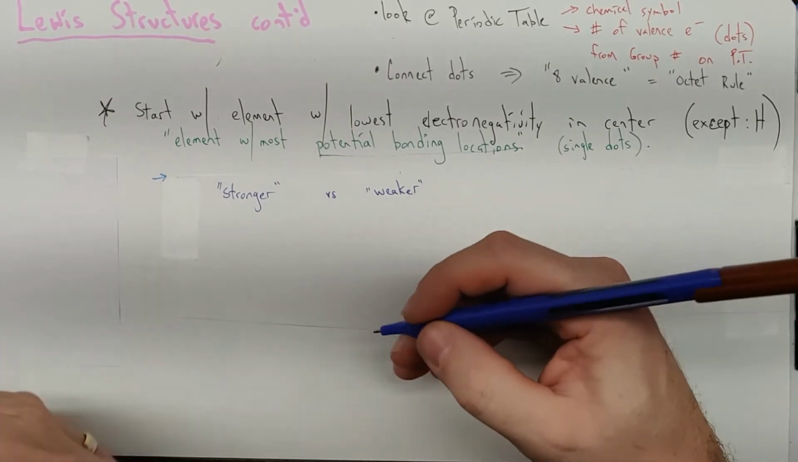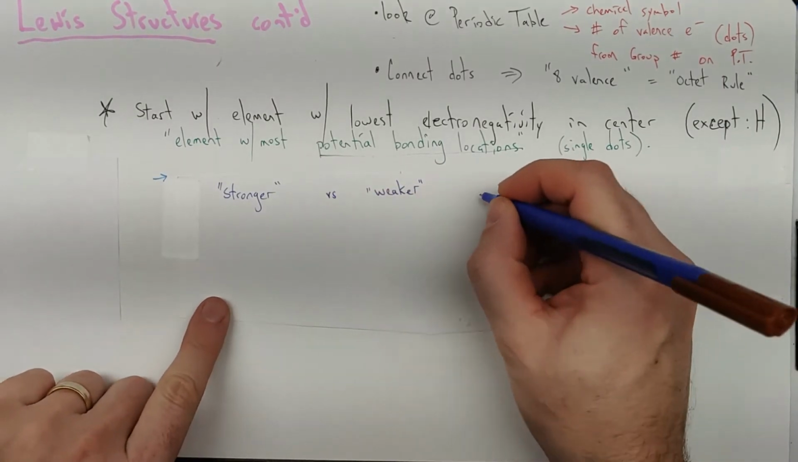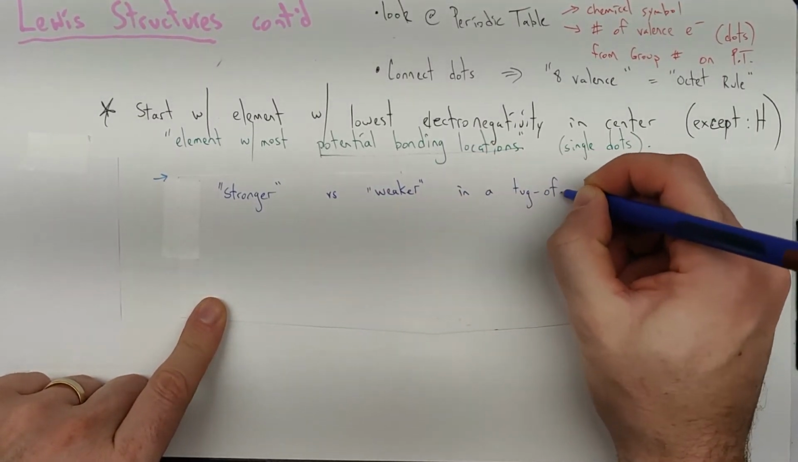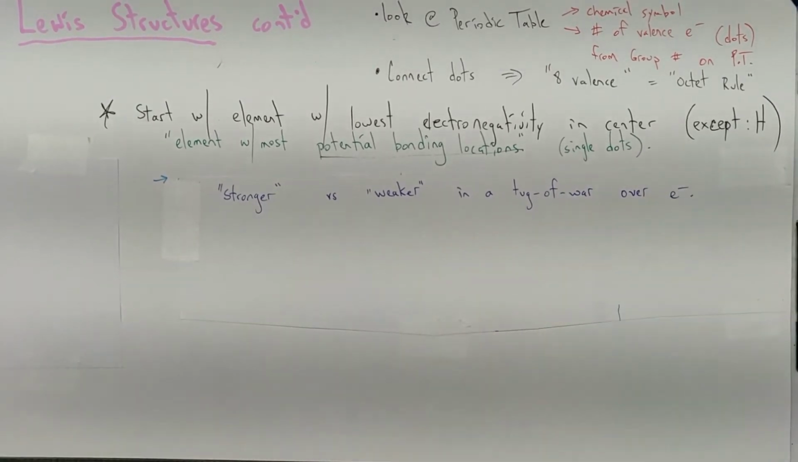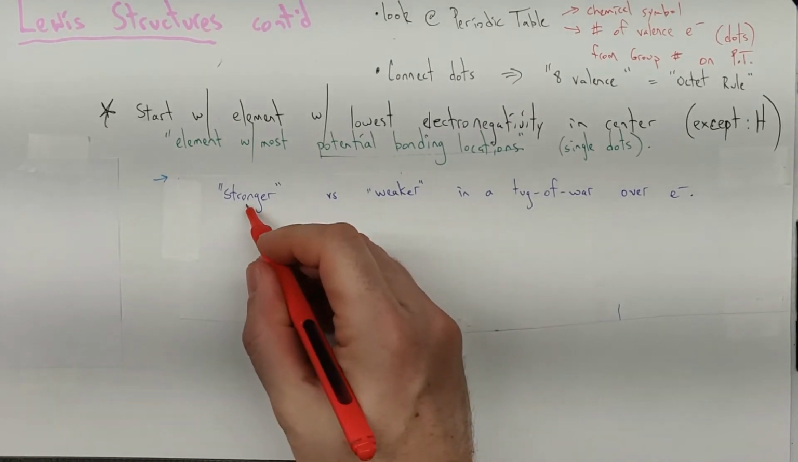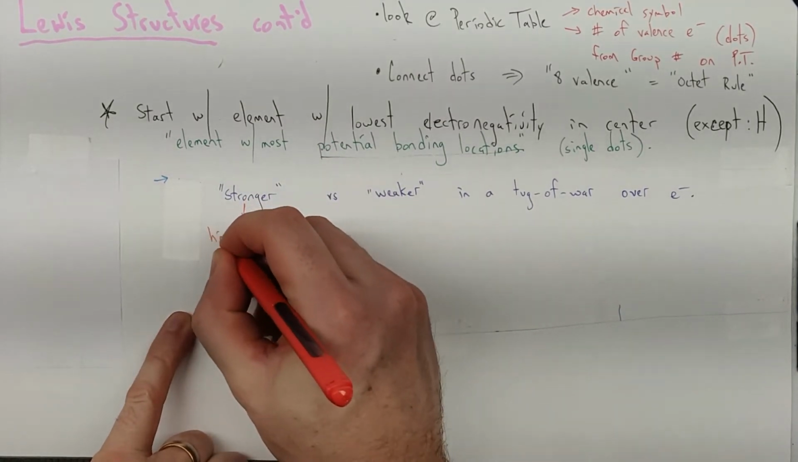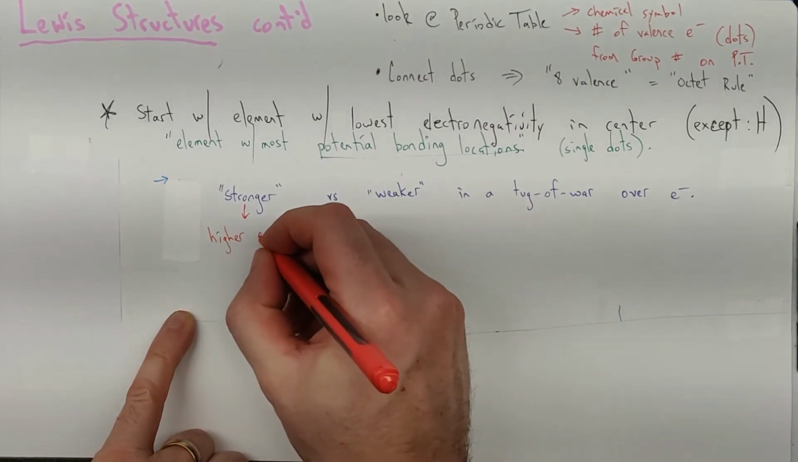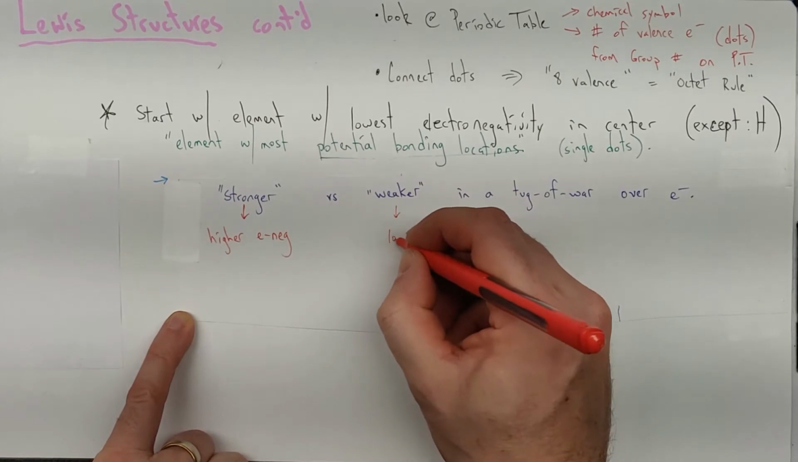So covalent bonds involve sharing of electrons. Ionic bonds involve this give and take of electrons in a tug of war over electrons. All right? So it is not that they are stronger or weaker. That's just a way to say that this is better at attracting electrons. It has a higher electronegativity. And I'm going to abbreviate electronegativity to save some time. This weaker is lower electronegativity.